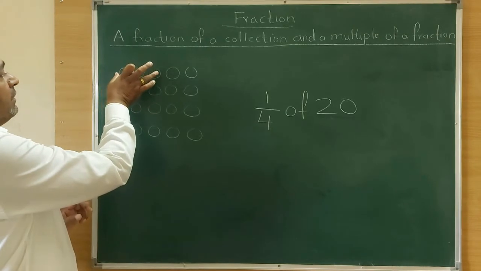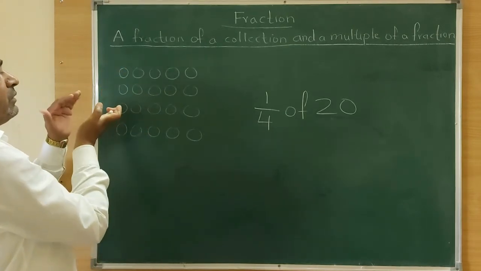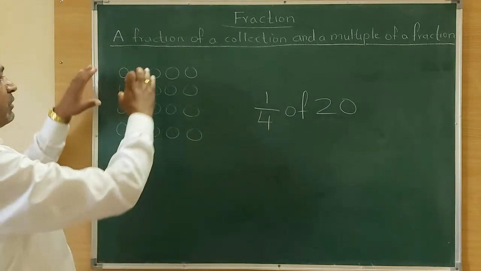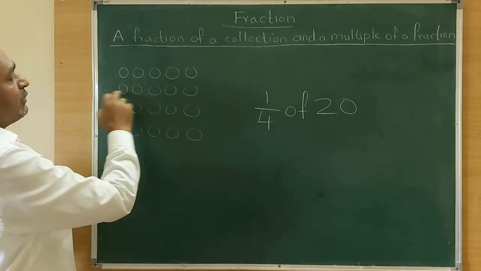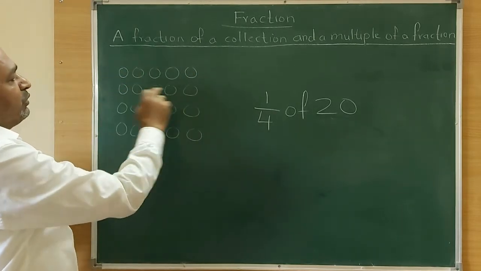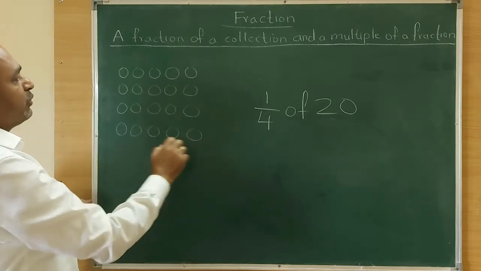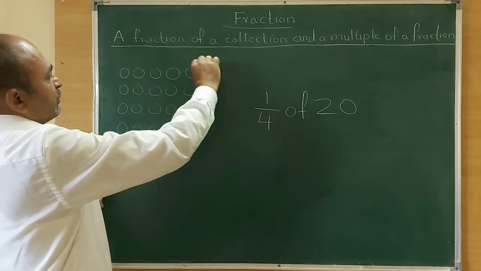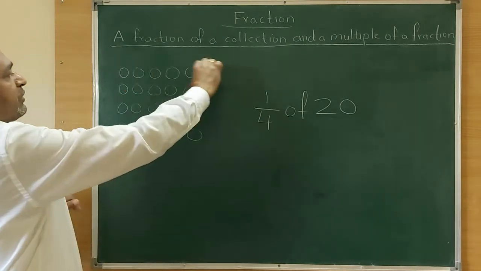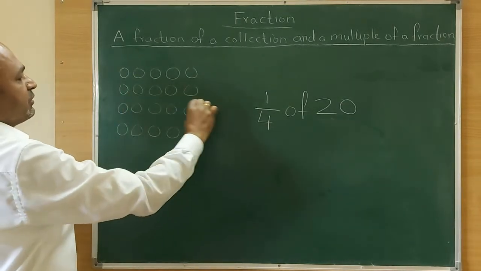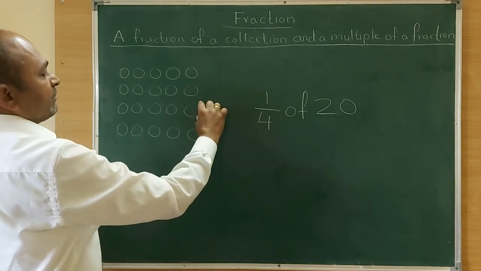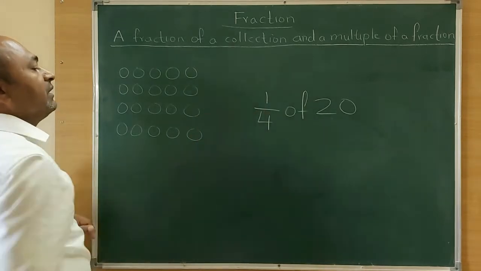Now, 1 upon 4 means what? If something is divided into 4 equal parts. Now this collection of 20 dots is also divided into 4 equal parts here. 1, 2, 3, 4, means in each of these rows, 5 dots are there. First row 5 dots, second row 5 dots, third row 5 dots, and fourth row 5 dots. 5 plus 5 is 10, 10 plus 5 is 15, and 15 plus 5 is 20.